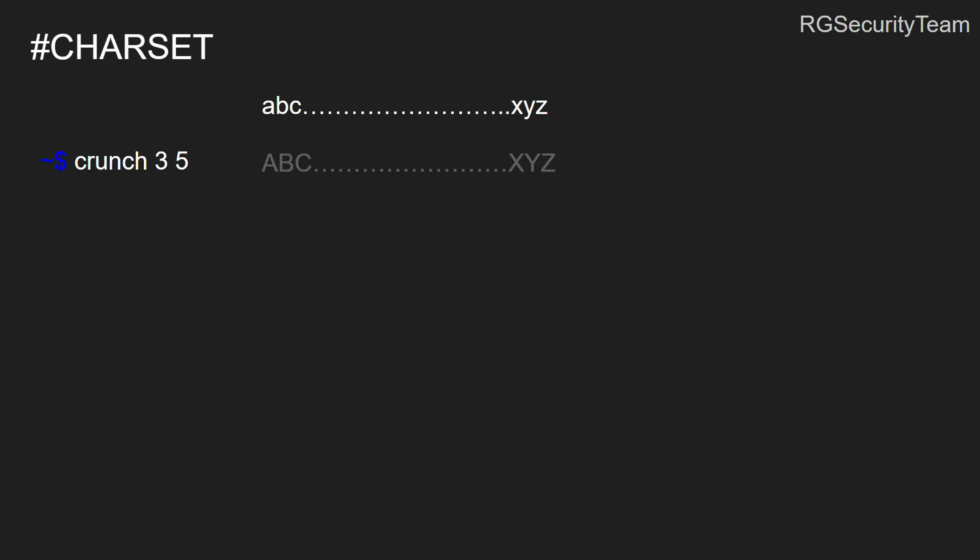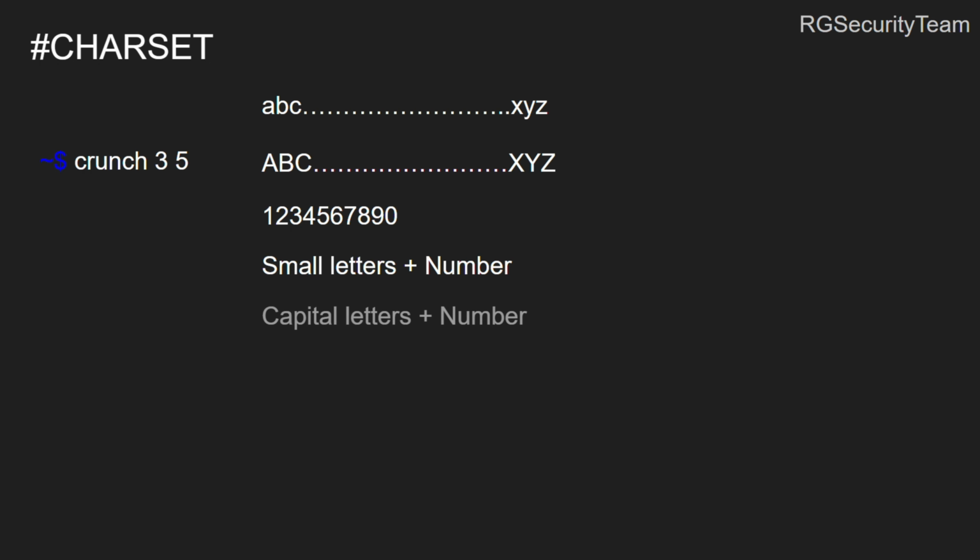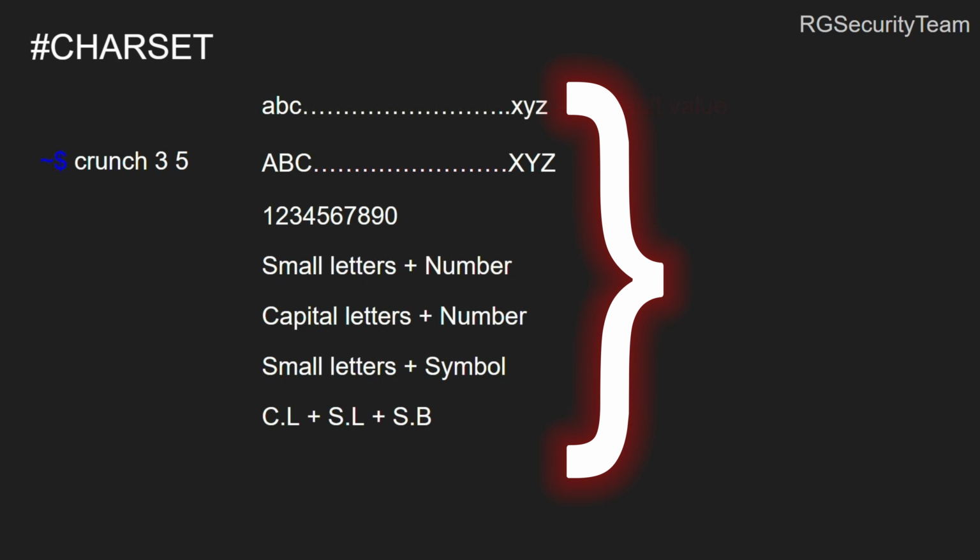Sometimes we may want capital letters. Sometimes we may want numbers. Sometimes we may want lowercase letters plus numbers. Sometimes we may want capital letters plus numbers. Sometimes we may want lowercase letters plus a symbol. Sometimes we may want capital letters plus lowercase letters plus symbols. So all these are called character sets.